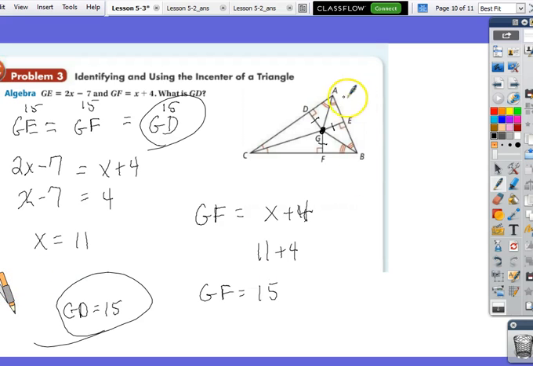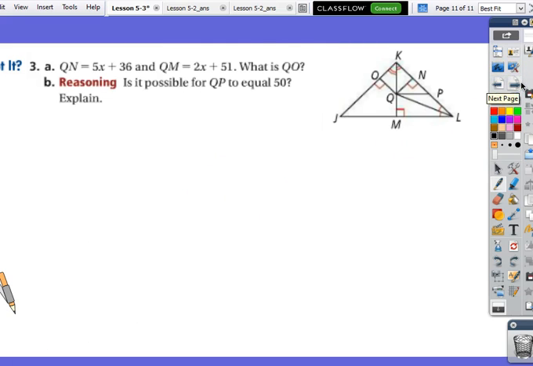So how did I come to the conclusion that all three of those were the same? I came to that conclusion because this was the incenter, found by all of the angle bisectors crossing, giving me a point of concurrency that's the incenter, which is equidistant from each side of the triangle. So knowing that information, you should be able to do something like this.